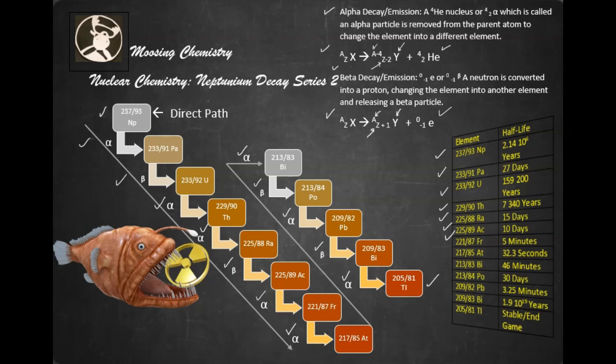Francium-221 has a half-life of 5 minutes. Astatine-217 has a half-life of 32.3 seconds. Bismuth-213 has a half-life of 46 minutes. Polonium-213 has a half-life of 30 days. Lead-209 has a half-life of 3.25 minutes. Bismuth-209 has a half-life of 1.9 times 10 to the 19 years. That's an immensely long period of time. And then finally, thallium-205 has no half-life because it's stable. It's in its end game, so it's as far as it's going to go.